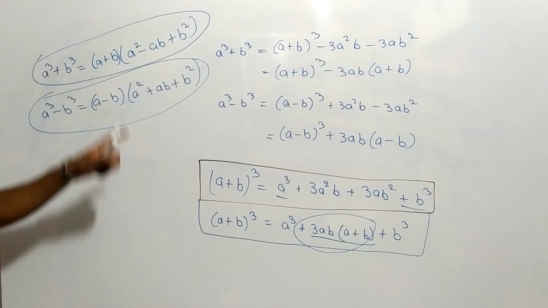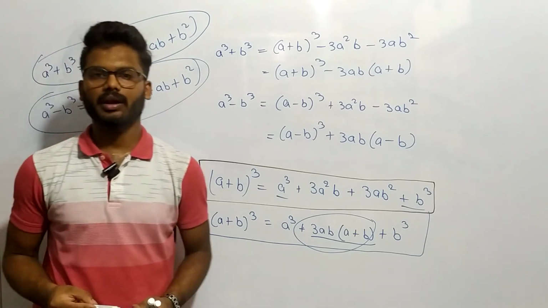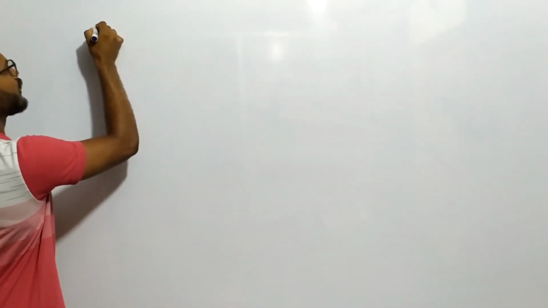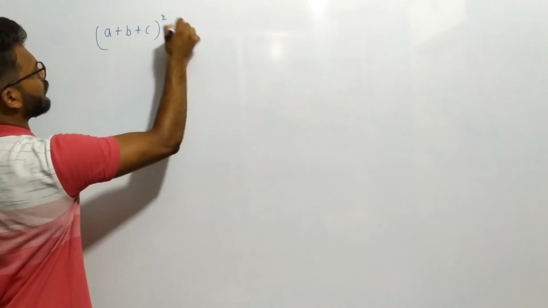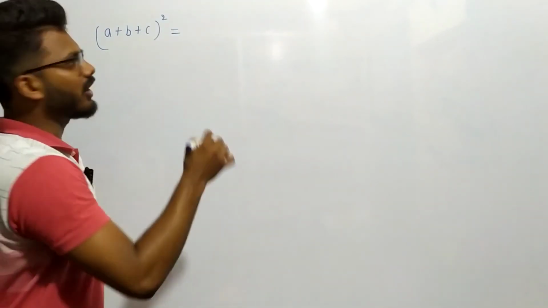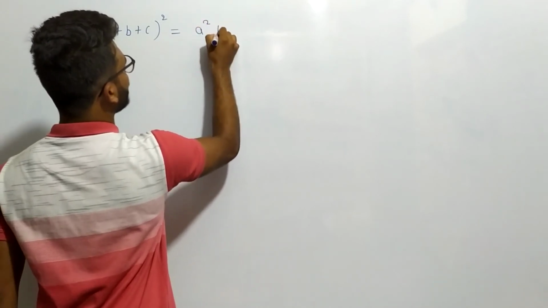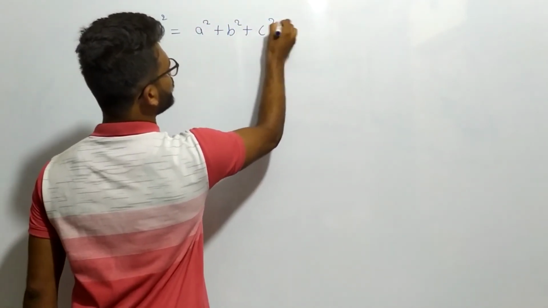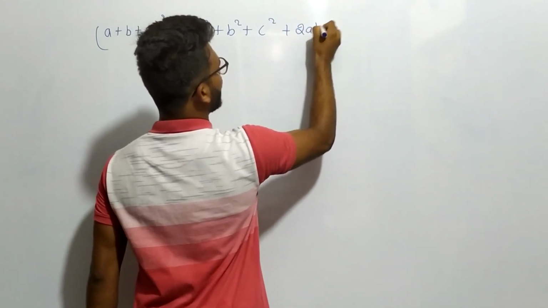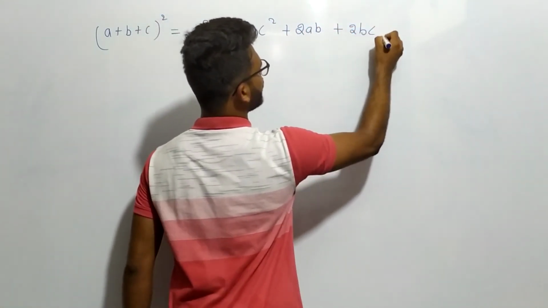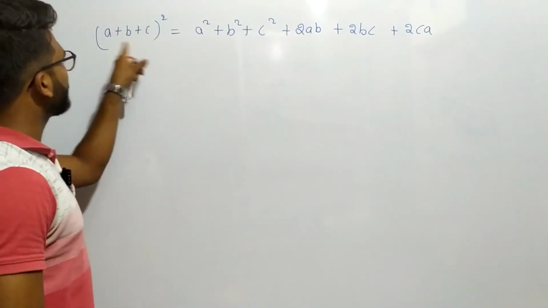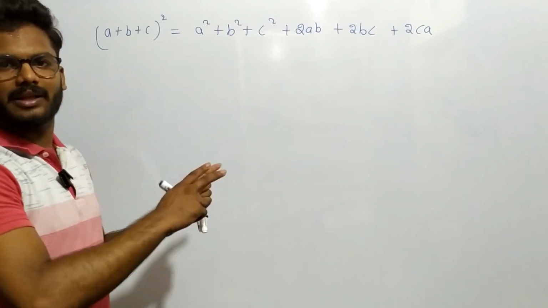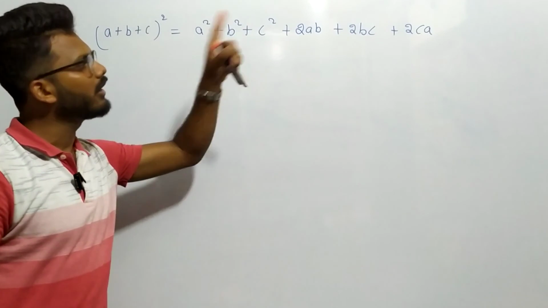Okay, these two also we have to keep in mind. For cube we have derived 10 formulas here. Okay, see, with 3 variables, a plus b plus c whole square is equal to a square plus b square plus c square plus 2ab plus 2bc plus 2ca. I am writing the formula directly. If you want to derive this formula, what do we have to do? We have to multiply a plus b plus c 2 times, nothing but (a plus b plus c) into (a plus b plus c), and multiply, we will get this formula.